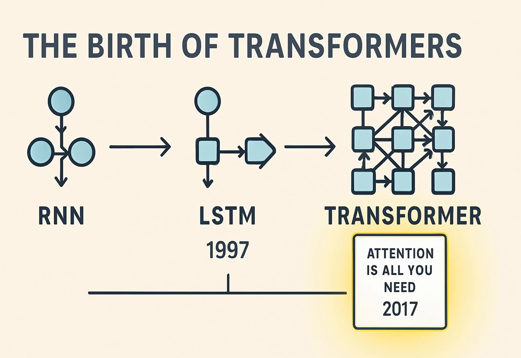Before transformers, AI relied heavily on RNNs and LSTMs for sequence modeling. These models struggled with long-term memory and slow training. In 2017, the paper "Attention is All You Need" introduced the transformer, and everything changed.